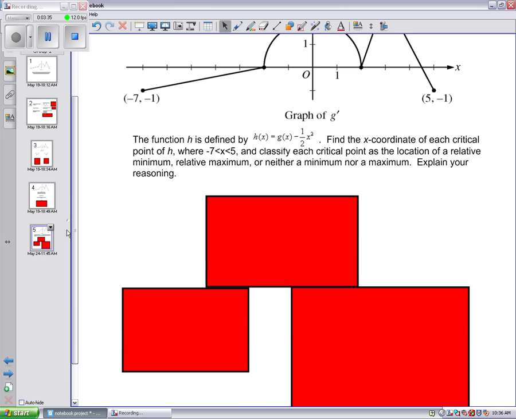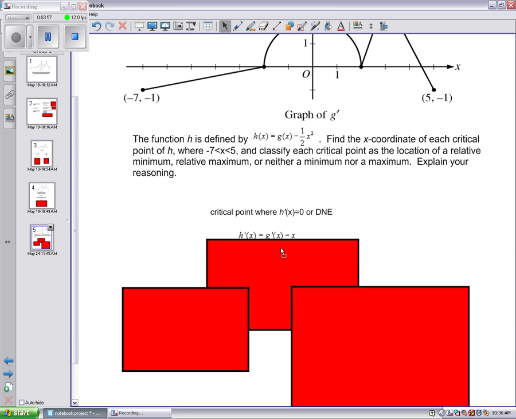For part C, we are given the function h defined by h of x is equal to g of x minus 1/2 x squared. We are asked to find the x-coordinate of each critical point of h, where -7 < x < 5, and classify each critical point as a location of a relative maximum, relative minimum, or neither.